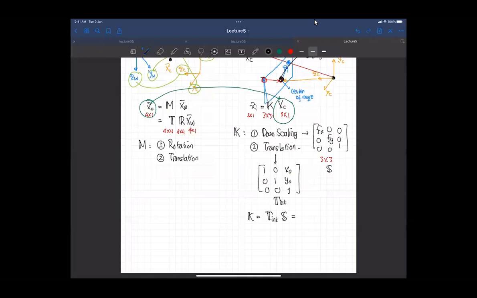And in this case, if you multiply these 2, what will you get? What will be the first element? Fx, 0, 0, followed by Fy, right? 0, 0, and then the last column, x0, y0, 1. So that's called K, the K matrix.